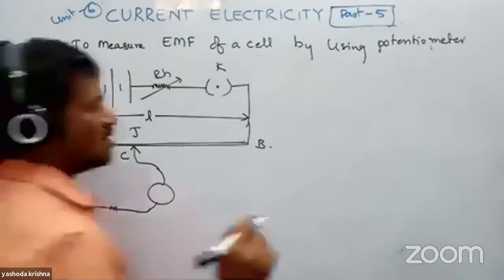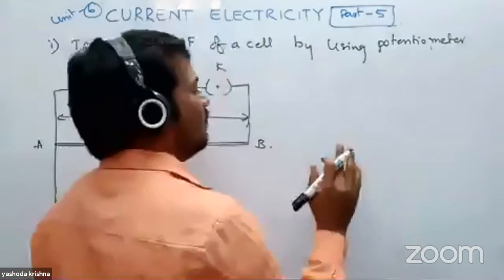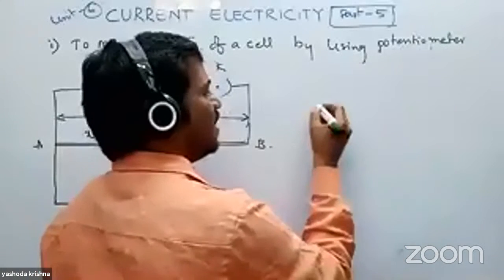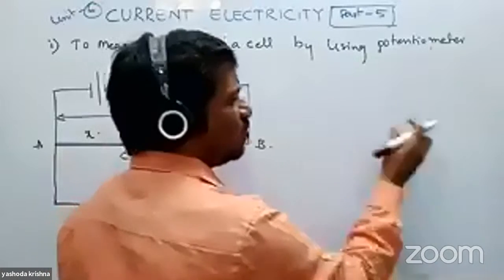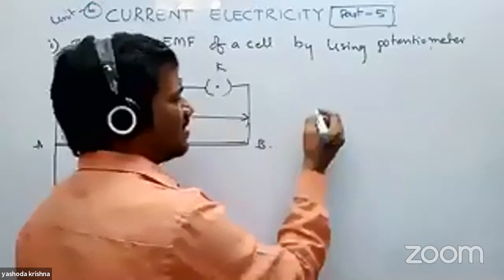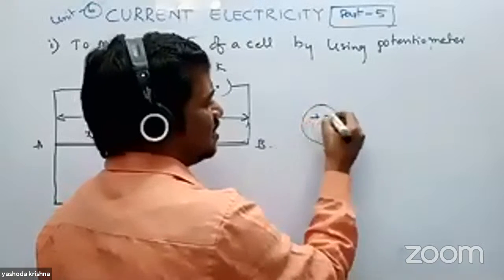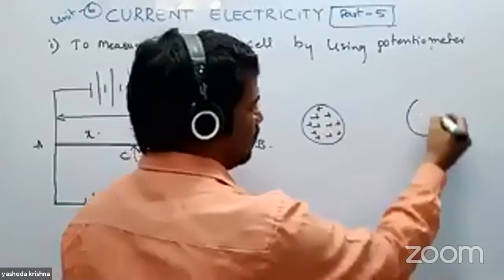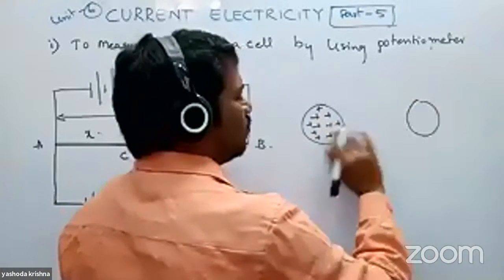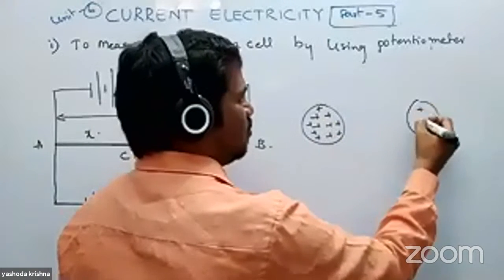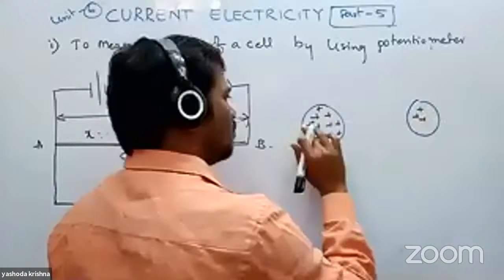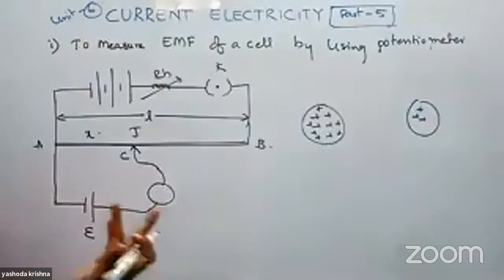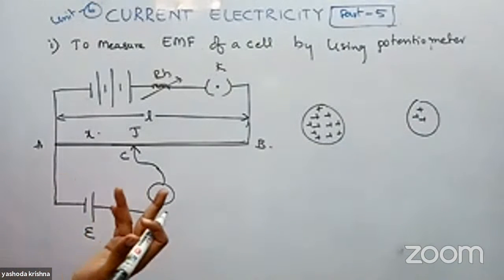Here, all of you listen carefully. Current flows from one place to another, from a high voltage region to a low voltage region, only when there is a voltage difference. Then only current passes from one place to another. Otherwise current does not flow.